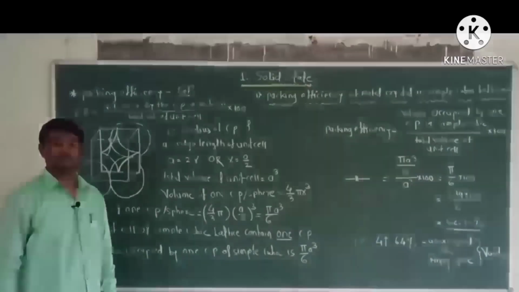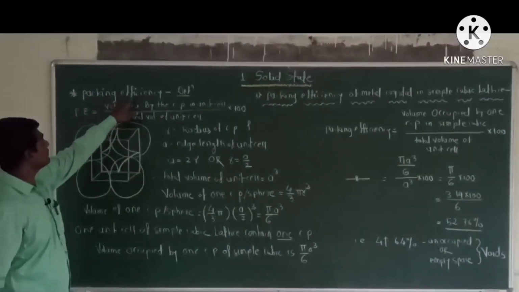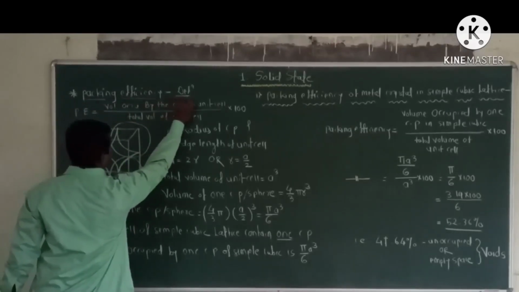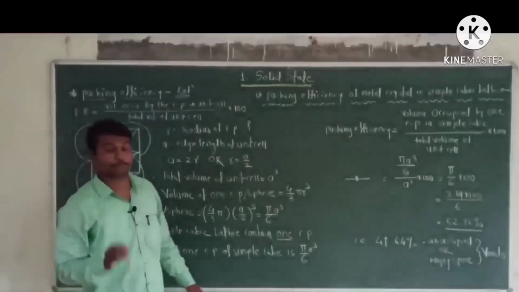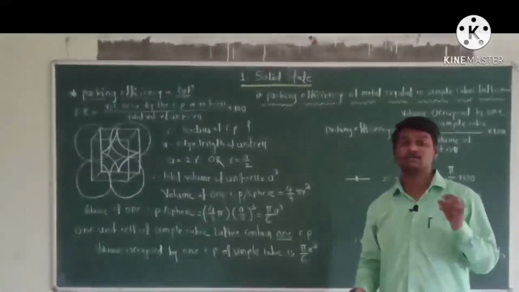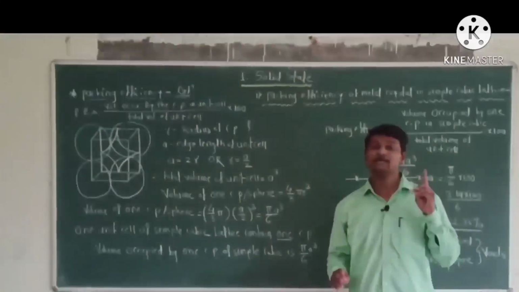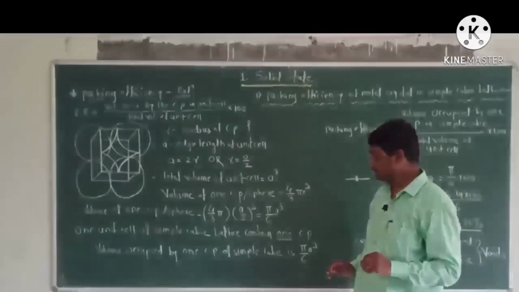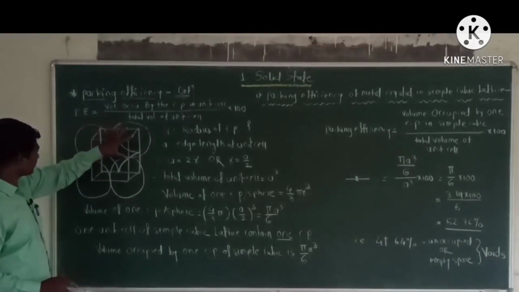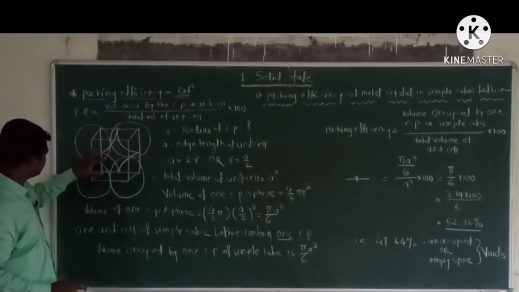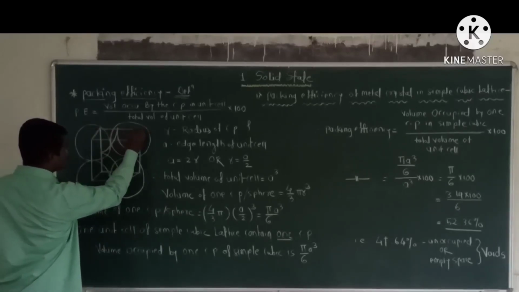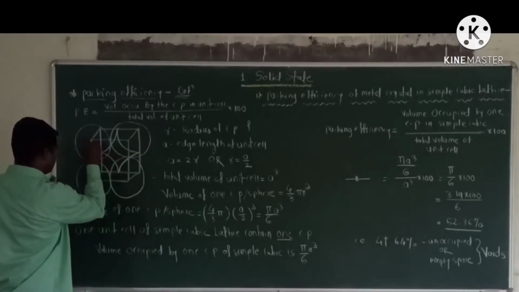Okay. The next point is packing efficiency. Packing efficiency is the fraction or percentage of the total space occupied by the constituent particles in a unit cell of crystal lattice. This is the unit cell of crystal lattice. In this unit cell, the constituent particles occupy this space. So this is the total space of unit cell.